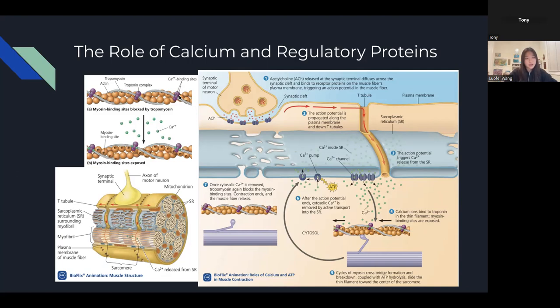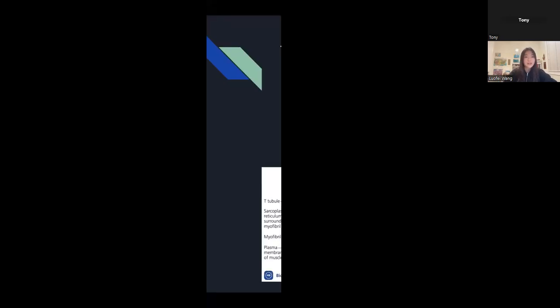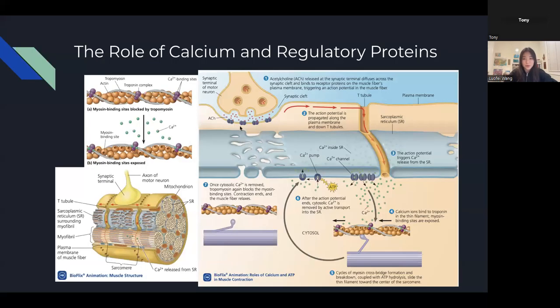And this calcium is triggered by neuron action potentials. So if you have a neurotransmitter, for example, acetylcholine, come in, the action potential will diffuse down the transverse tubule, or the T tubule, that will go along the sarcoplasmic reticulum, a form of the endoplasmic reticulum, but in muscle cells. That will cause the SR, the sarcoplasmic reticulum, to release calcium, and then the calcium will bind to the troponin, which will release the tropomyosin, and then allow for the myosin to bind to the actin, and then cause the muscle to contract.